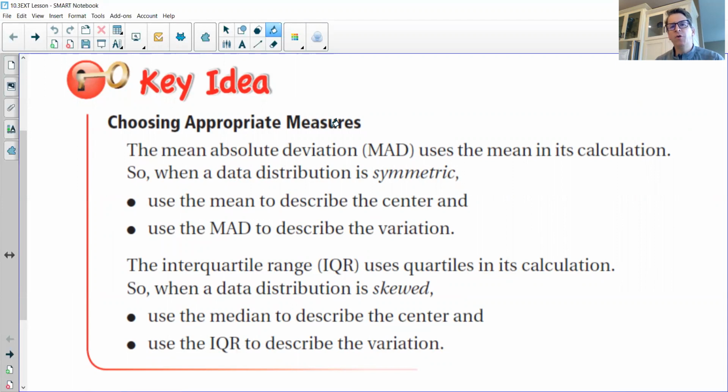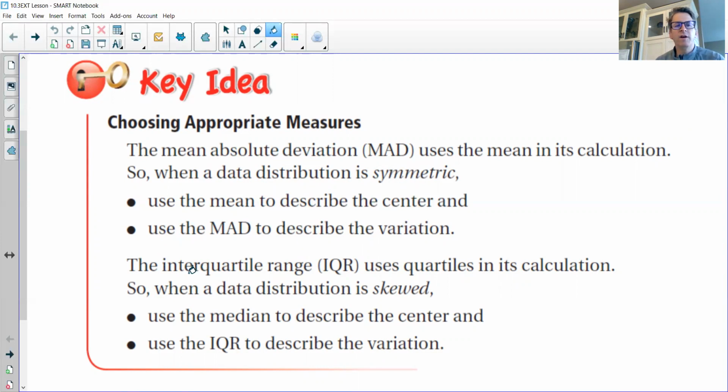And when you're choosing appropriate measures, you're going to use the mean absolute deviation, MAD, when the data distribution is symmetric, and we're going to cover that in a second. So we're going to use the mean to describe the center, and we're going to use the MAD to describe the variation. So the mean absolute deviation, MAD, is used when your data is symmetric, okay?